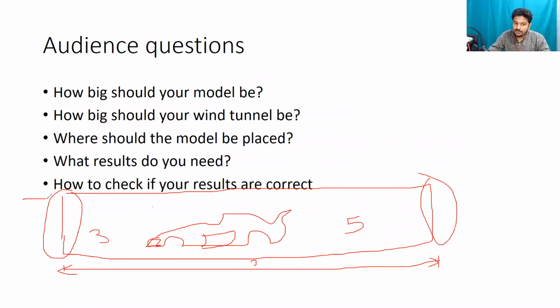Remember, your flow initially is going to have a uniform velocity profile. That's how wind tunnels are created. And then what's going to happen is, the wind tunnel has physical walls, top and bottom, right? So there is going to be a boundary layer that gets developed at the bottom of the wind tunnel, obviously.